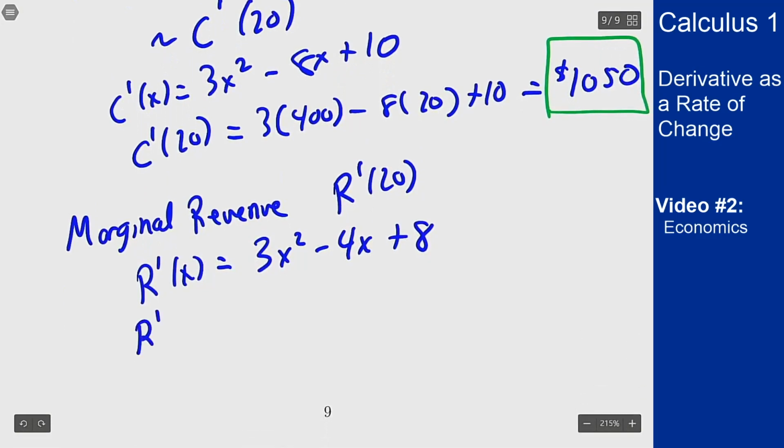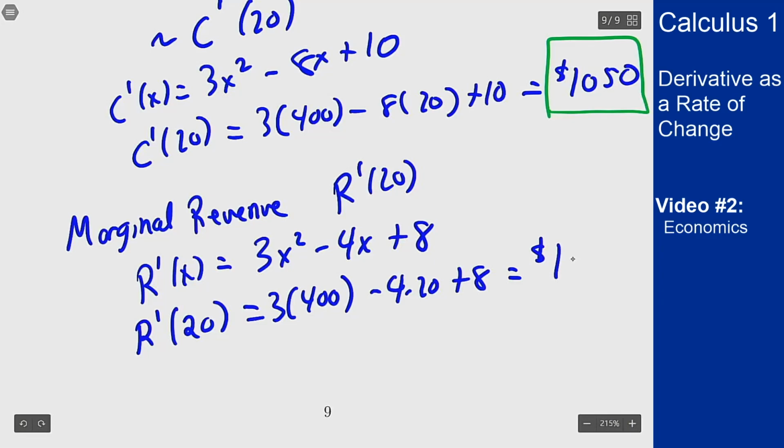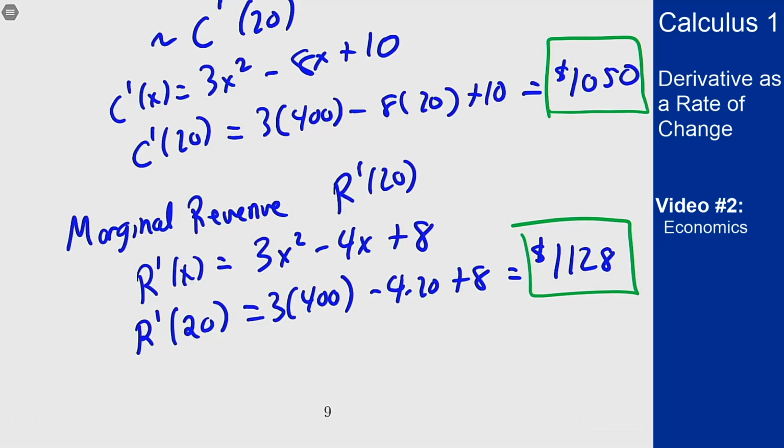So r prime at 20 is going to be $1,200 minus 80 plus 8, which is $1,128. So is this change profitable? Well, the answer here is yes, because the revenue that I would gain by making this switch is more than the extra cost I would spend making this switch.